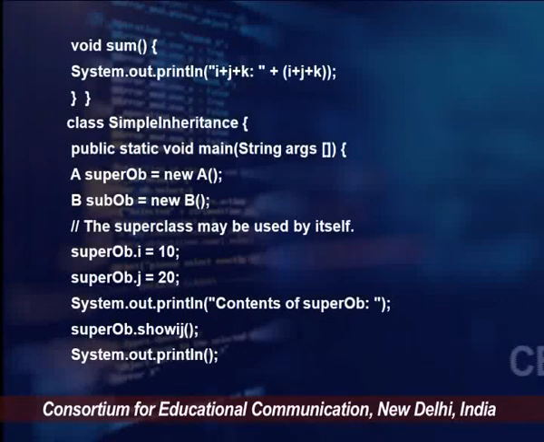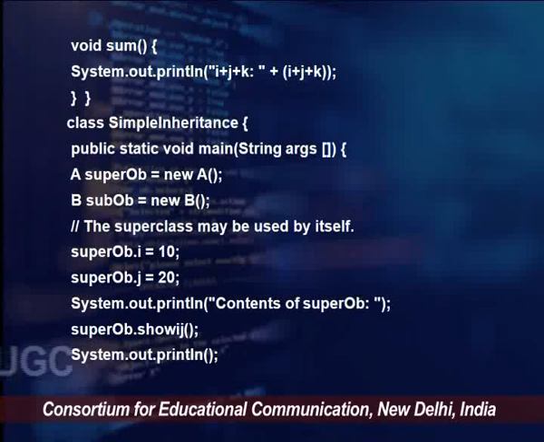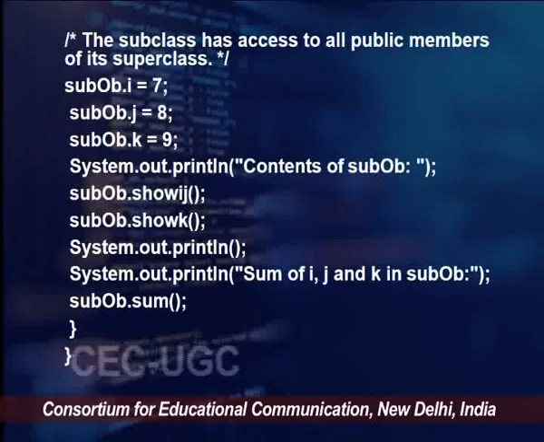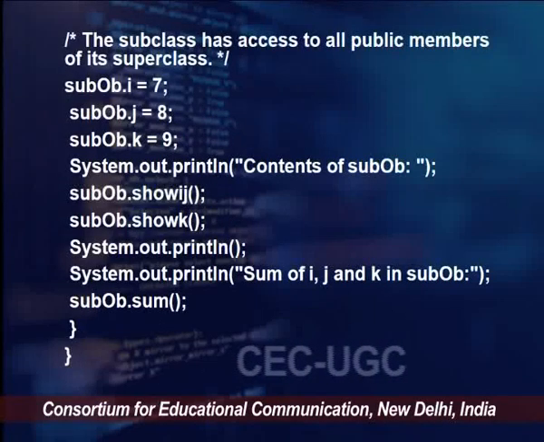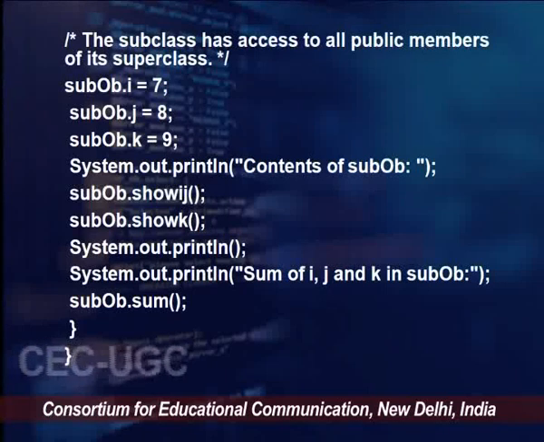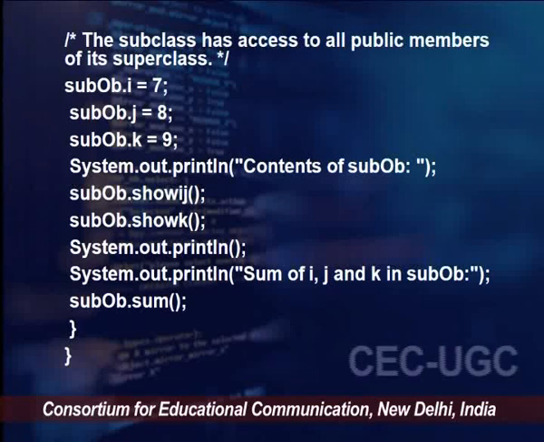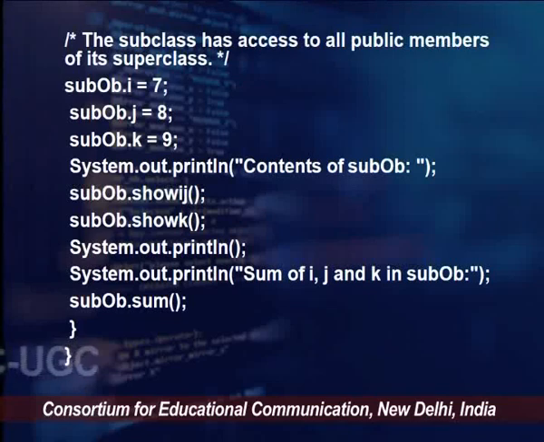And we're using the object which is created, super OB, the object of class A. We are accessing I, J and the method show ij, while in the next instance we are using the object sub OB of class B, sub OB dot I, dot J, dot K, and not only this, but show ij, show K and sum we are also using with sub OB.